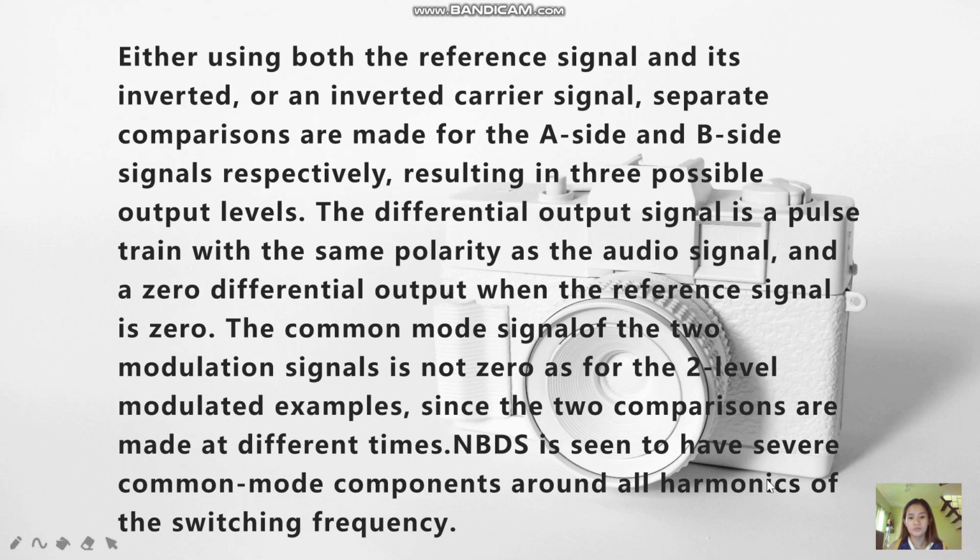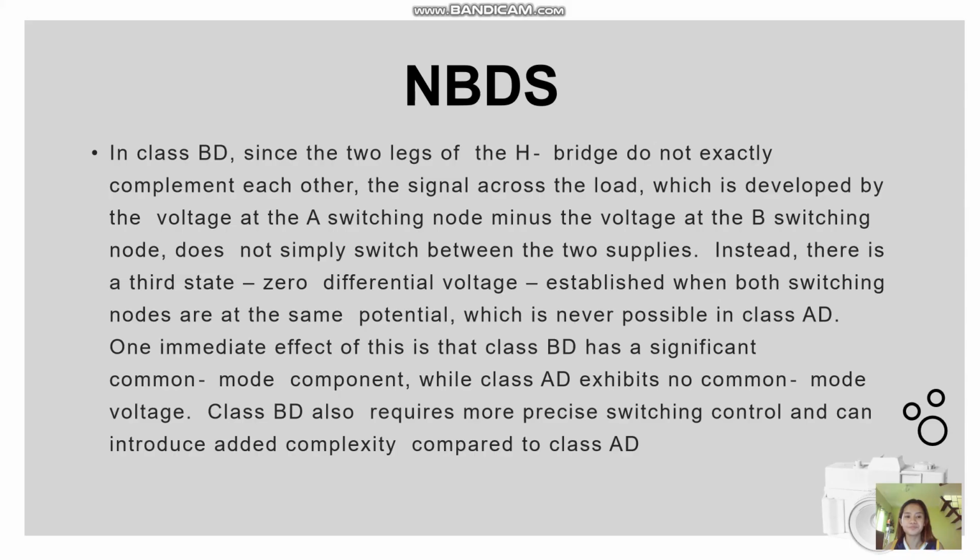A deeper explanation is that, using both the reference signal and its inverted carrier signal, separate comparisons are made for A side and B side signals respectively, resulting in three possible output levels. The differential output signal is a pulse train with the same polarity as the audio signal, and zero differential output when the reference signal is zero. The common mode signal of the two modulation signals is not zero as for the two-level modulator examples, since the two comparisons are made at different times. NBDS is seen to have severe common mode components around all harmonics of the switching frequency.